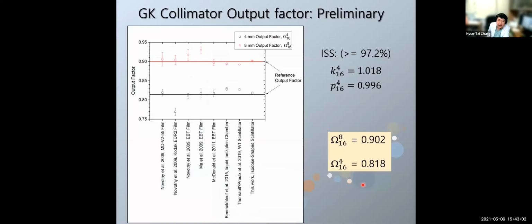So when we measured the output factor, this is a preliminary result yet. For this 97.2%, K416 was 1.018 and P416 was 0.996, and measured output factor was 0.902 and 0.818. Surprisingly, it was very close to the LGP values. It was too close, much better than our expectations. So we are reviewing our processes in case we did anything wrong. So soon we will publish our data.